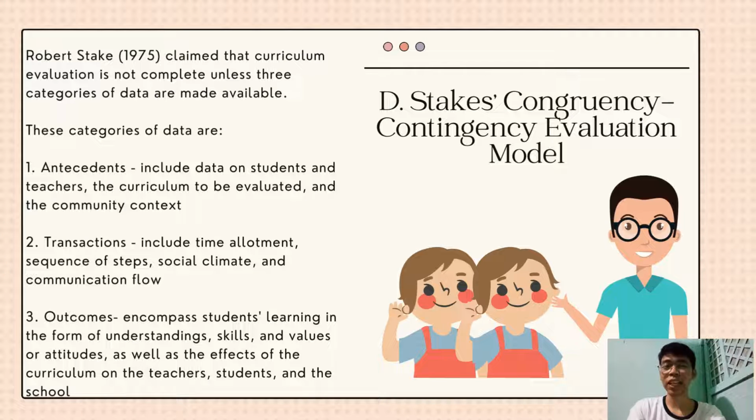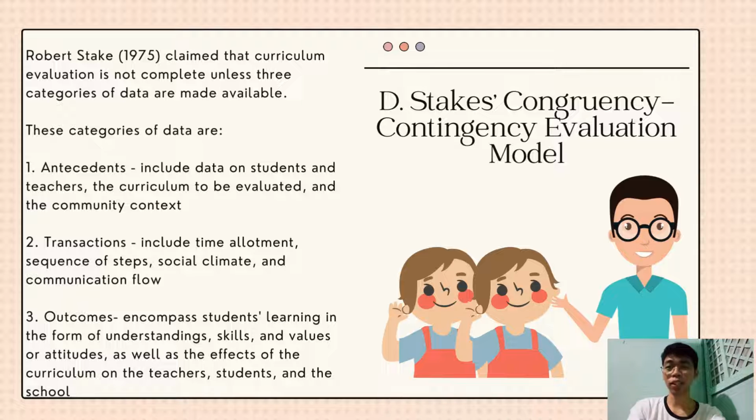Letter D, Stake's Congruency Contingency Evaluation Model. Robert Stake, 1975, claimed that curriculum evaluation is not complete unless three categories of data are made available. These categories are, number 1, antecedents, which include data on students and teachers, the curriculum to be evaluated, and the community context. Number 2, transactions. It includes time allotment, sequence of steps, social climate, and communication flow.